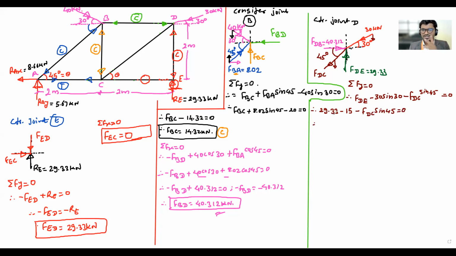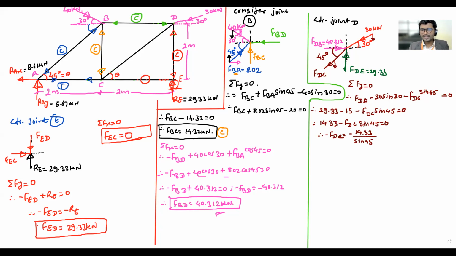29.33 minus 15, that is 14.33, so 14.33 positive? Yes, sir. Minus F DC sin 45 equals 0. Therefore minus F DC is equal to minus 14.33 divided by sin 45. Check if that is correct. Yes, sir.